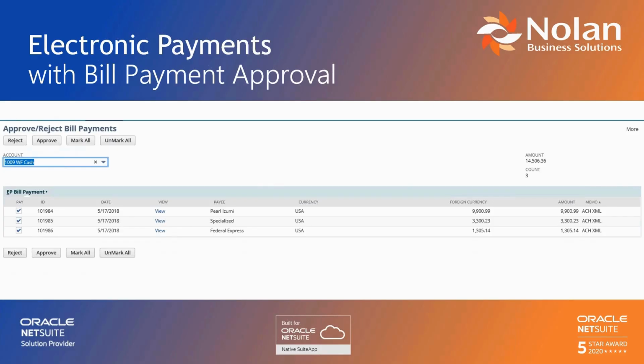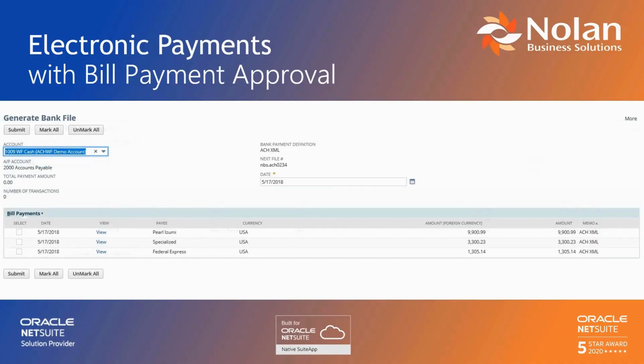Let's talk a little bit about bank integration. So whichever way we get our bank file into our file cabinet, it needs to find its way to your bank for payment processing. As I mentioned before, the basic functionality will always allow you to manually export or download that file from the file cabinet and upload to your bank.